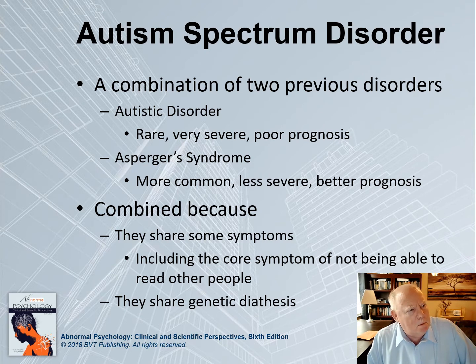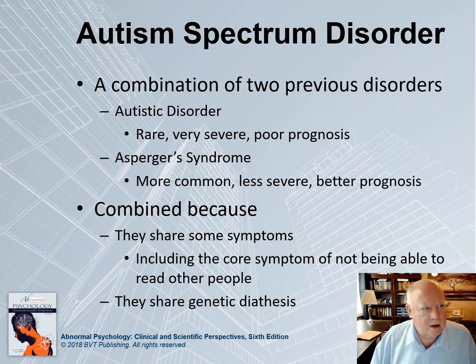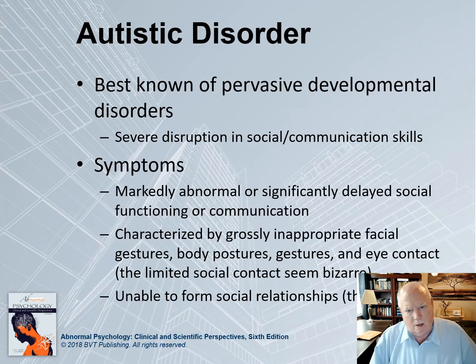Now, they've been combined partly because they share some common symptoms, and there do seem to be some core symptoms found in both of them. But the real reason that they were combined is they seem to share the same genetic diathesis. That is, the genes that cause the very severe autistic disorder seem also to contribute to the much milder Asperger's syndrome. Now, we recognize autistic spectrum disorders, but I'm not going to present it that way.